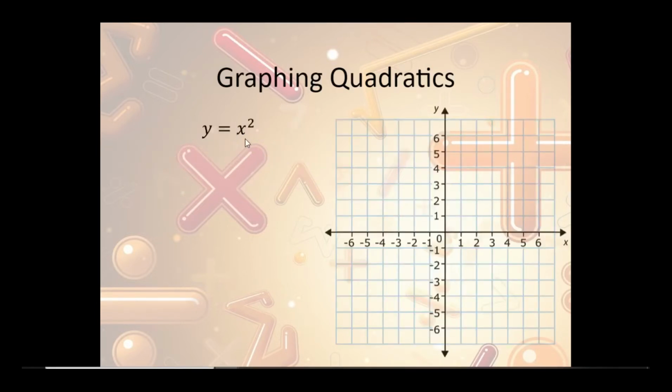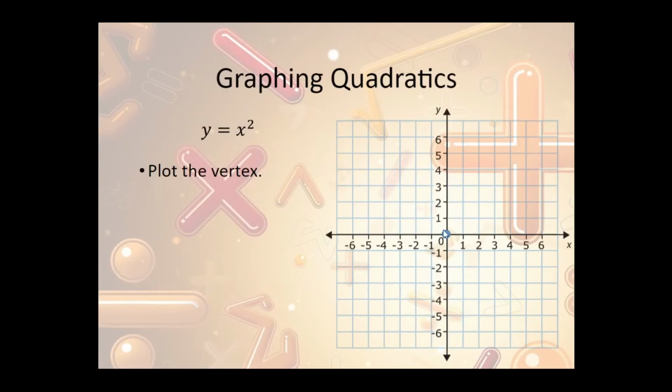So for instance, I have y equals x squared. So I plot the vertex. I should notice that this is really x plus 0 squared. So my vertex should be here at 0, 0. Then I plot 2 other points. So when x is 1, 1 squared is 1. So when x is 1, y is 1. So I plot that.